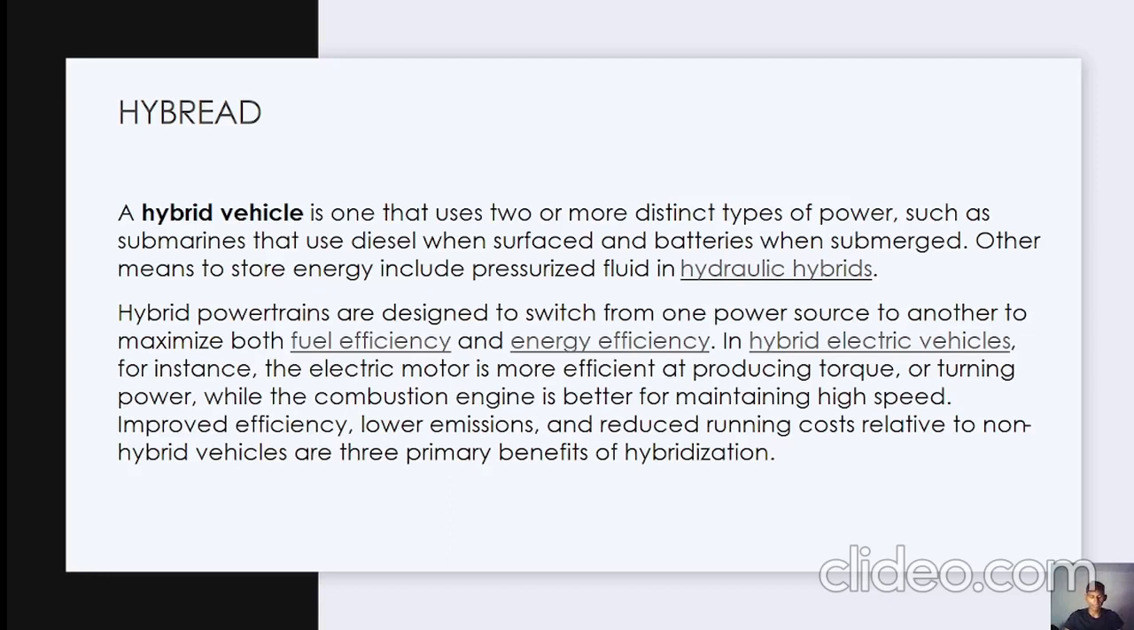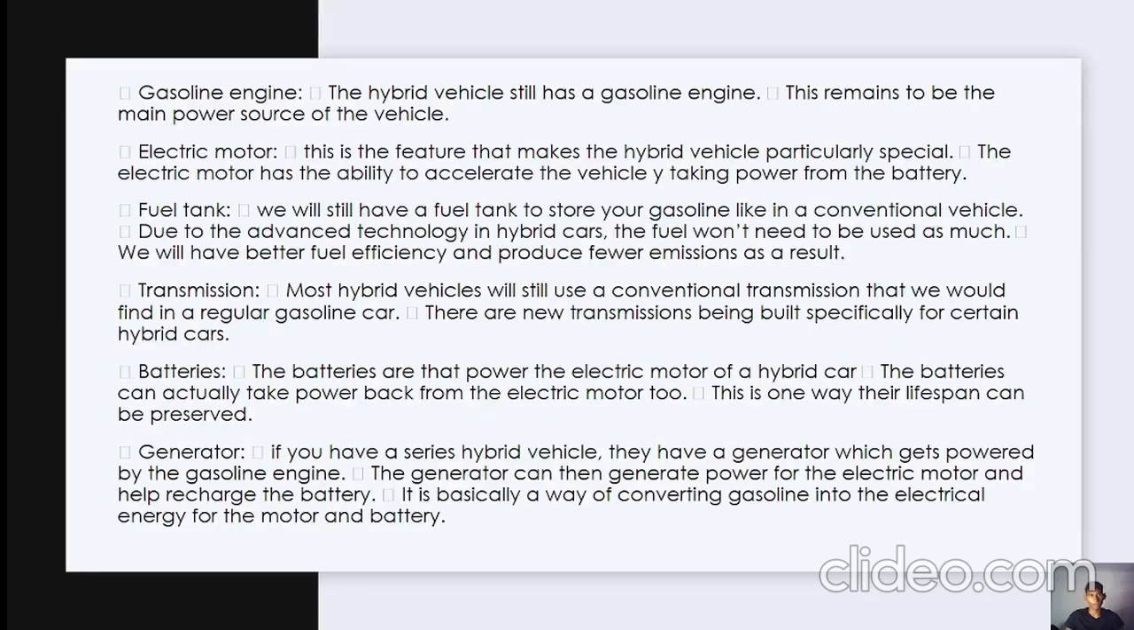Whereas in hybrid vehicles, there are both electric motors and oil powered motors. Hybrids are designed to switch from one power source to the other, maximizing both fuel efficiency and energy efficiency. In hybrid electric vehicles, for instance, the electric motor is more efficient at producing torque and turning the wheels, while the combustion engine is better for maintaining high speeds. Improving efficiency, lower emissions, and reducing running costs relative to non-hybrid vehicles are the three primary benefits of hybridization.